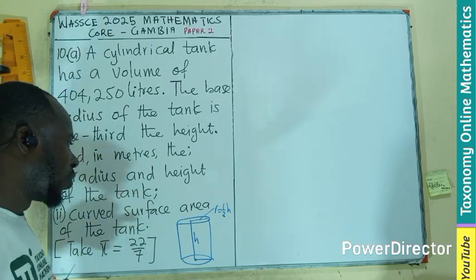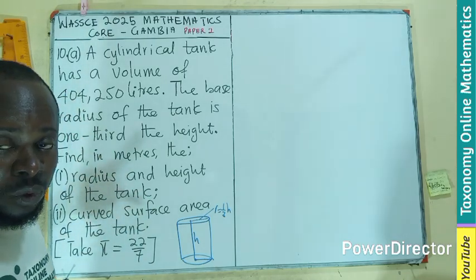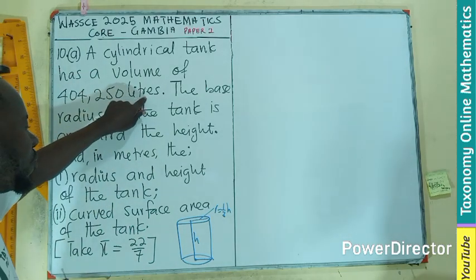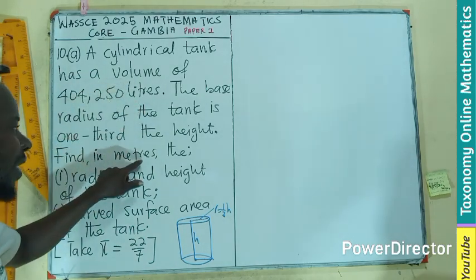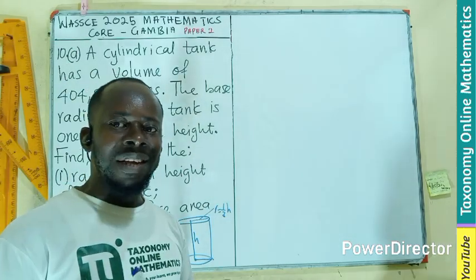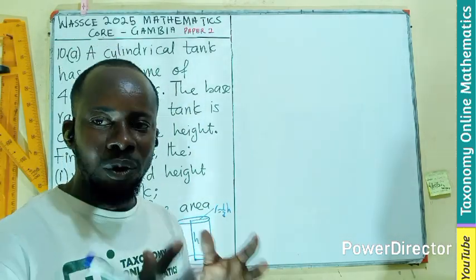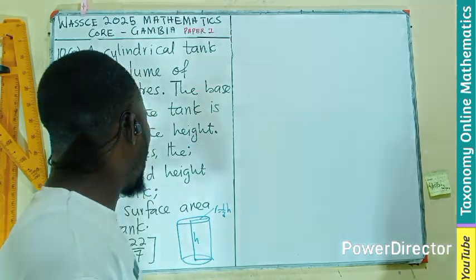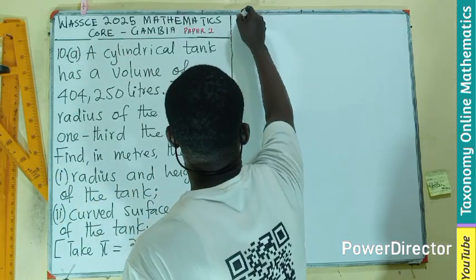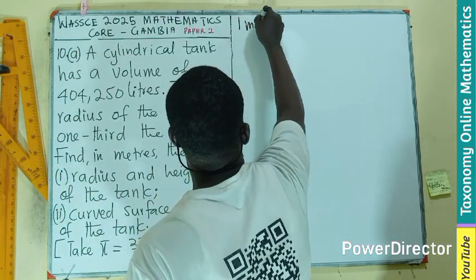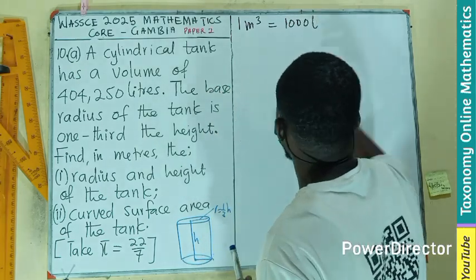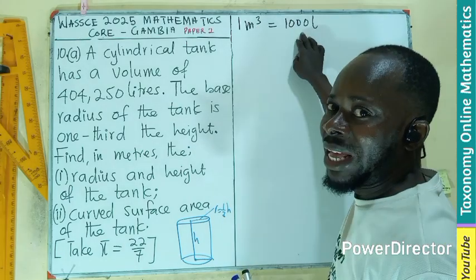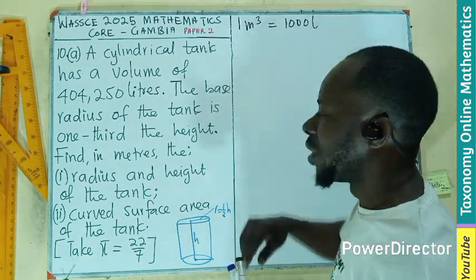The total volume is also given, so we begin with the volume of a cylinder. All right. But there's another condition here. We are given the volume in liters, but we are looking for the answers in meters. So the dimension of volume in terms of meters is going to be meter cube. So what is 1 cubic meter? We know that 1 cubic meter equals 1,000 liters.